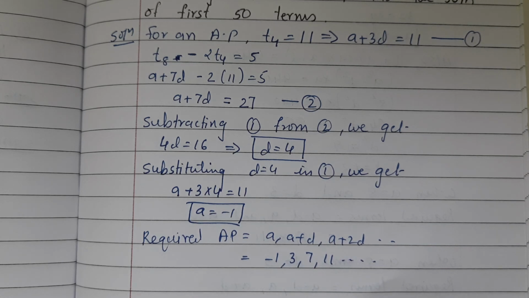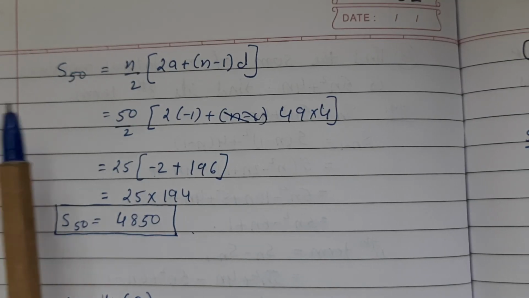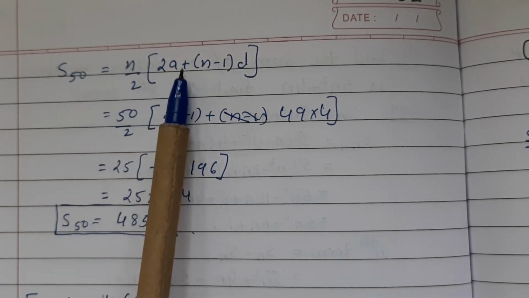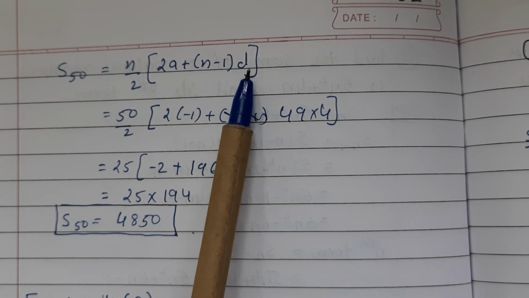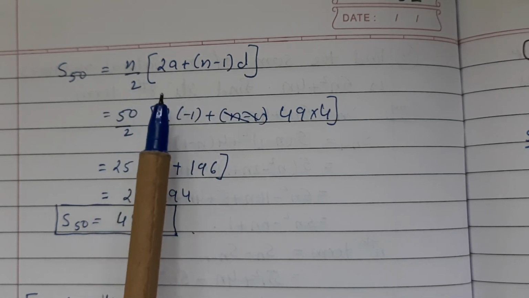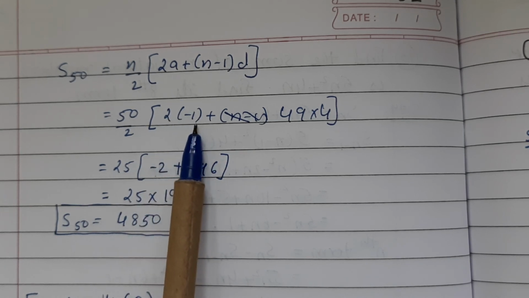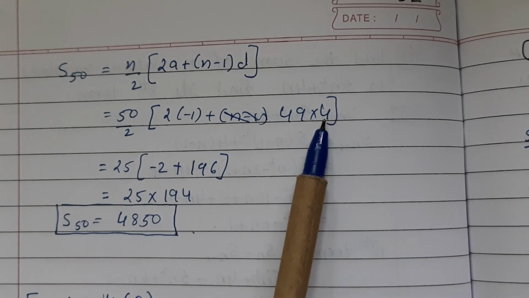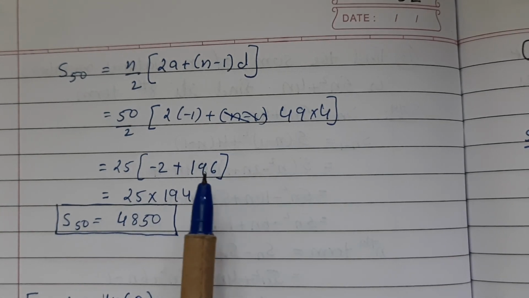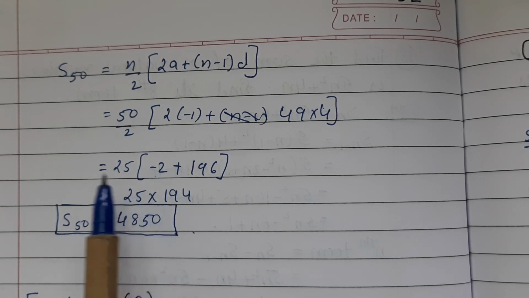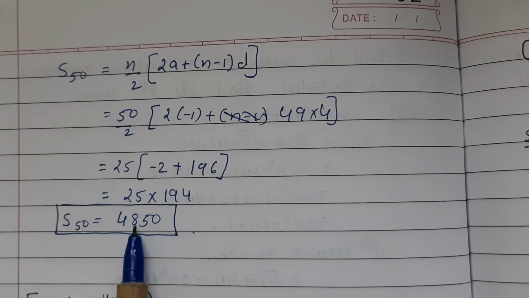Sum of 50 terms. S of 50 equals n upon 2 into 2A plus n minus 1 into D. Substitute the values. n is 50 upon 2, 25. 2A is 2 into minus 1, which is minus 2. n minus 1 is 49 into 4, which is 196. 196 minus 2 is 194, into 25. Sum of 50 terms equals 4850.